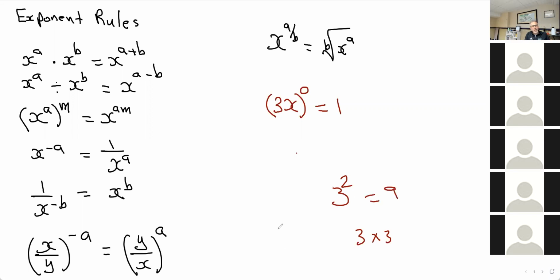So 2 to the power of 3 just means 2 times 2 times 2, 3 times, and that will give you 8. And 3 squared will give you 9 because it's 3 times 3. So this is what exponents are.